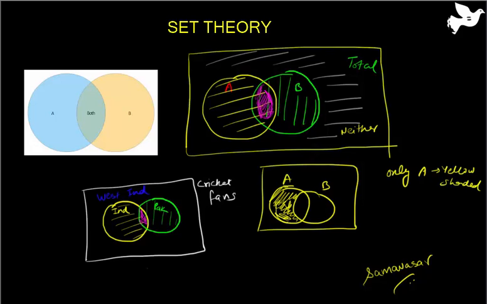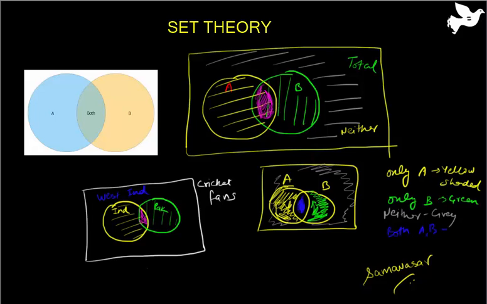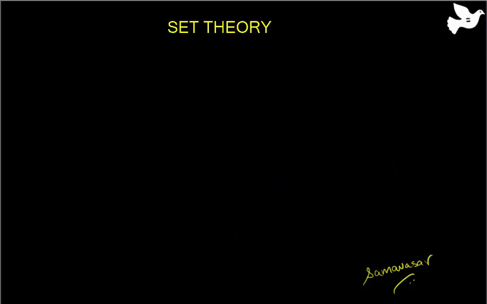Now let me think about people who are part of only set B. That is this area. Again, the central region is not part of that set. That is green. People who are part of neither A nor B, that is this gray area. So this is neither. Neither is gray. Then we have people who are part of both A and B. That is this region. So both A and B is blue. So this is basically for your understanding. You will be using it in questions later.